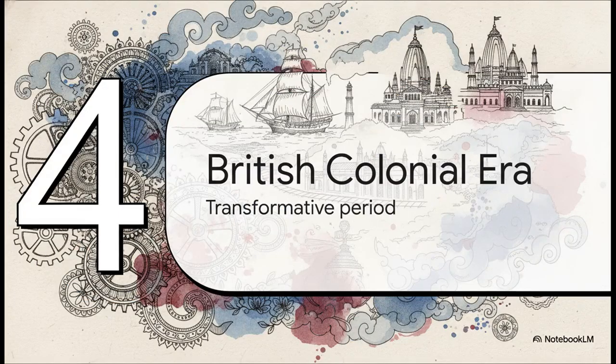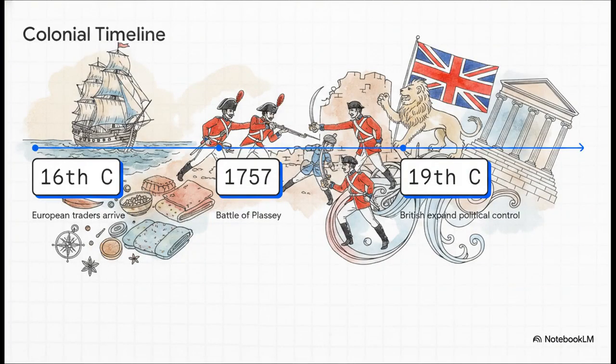Part 4. The British colonial era, a truly transformative period. European traders first arrived on the subcontinent in the 16th century. However, the real turning point was the Battle of Plassey in 1757. From that moment, over the course of the 19th century, we witness a gradual historical shift from early European trade to total, sweeping political control over the subcontinent by the British East India Company.